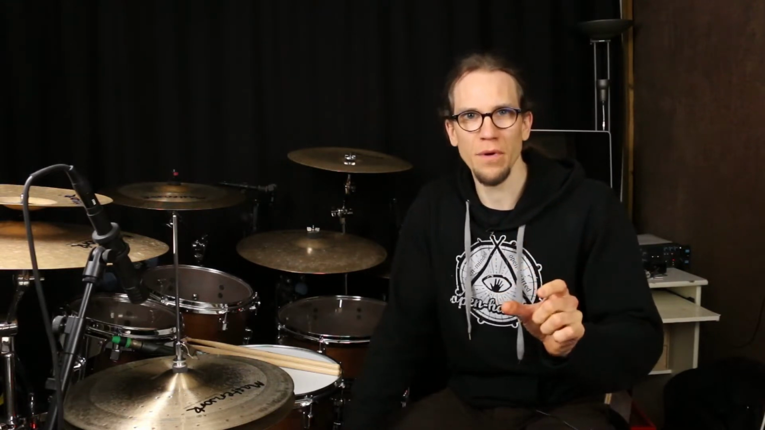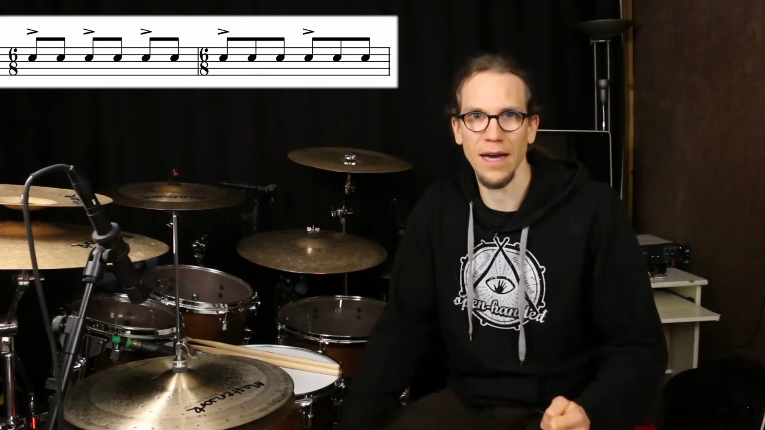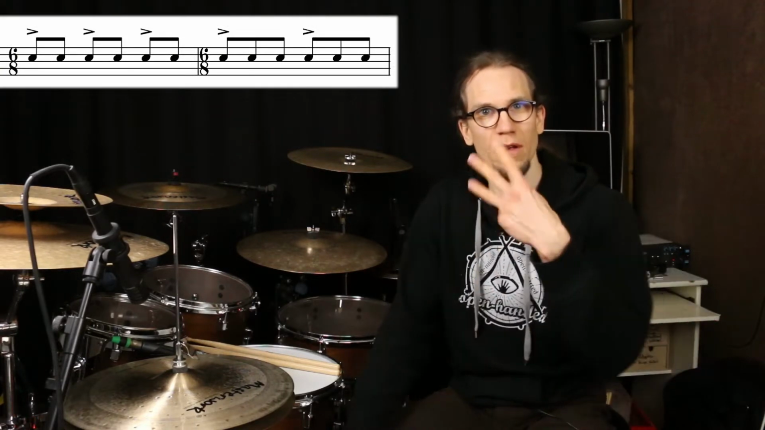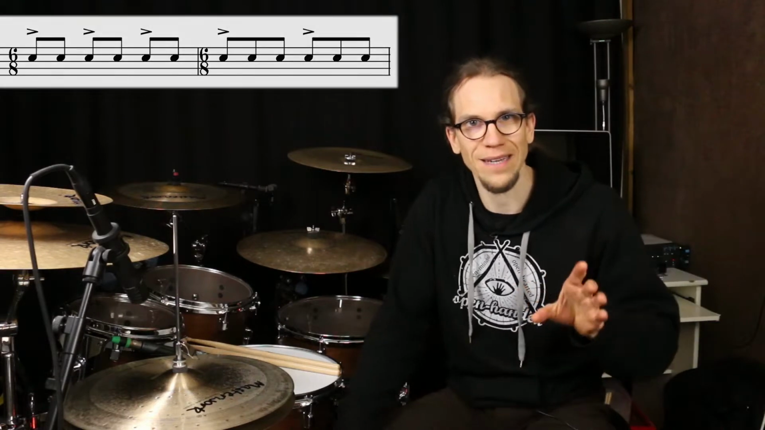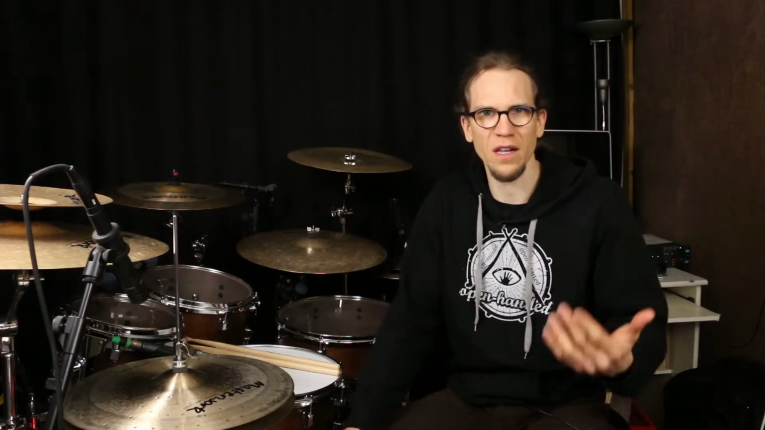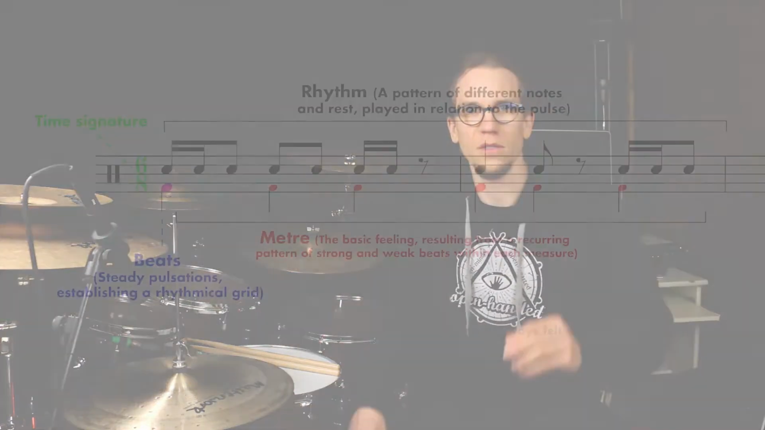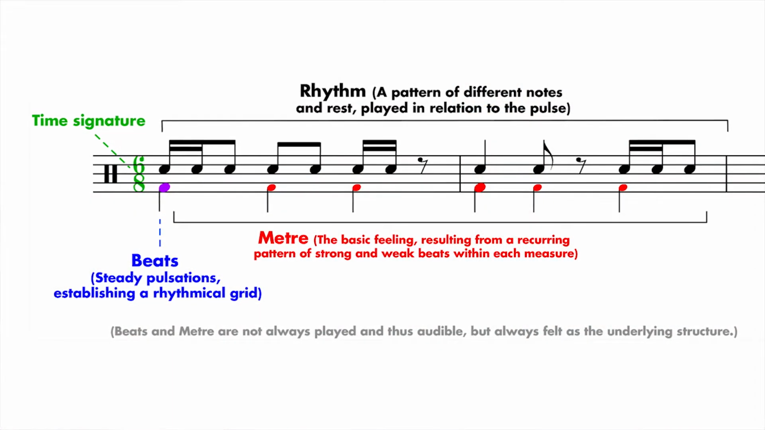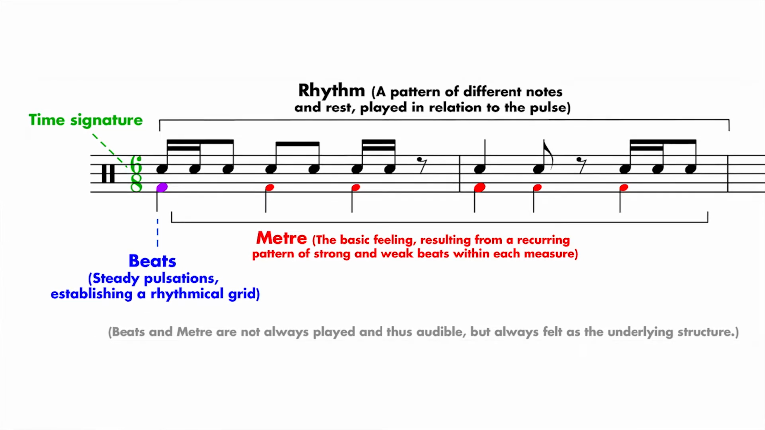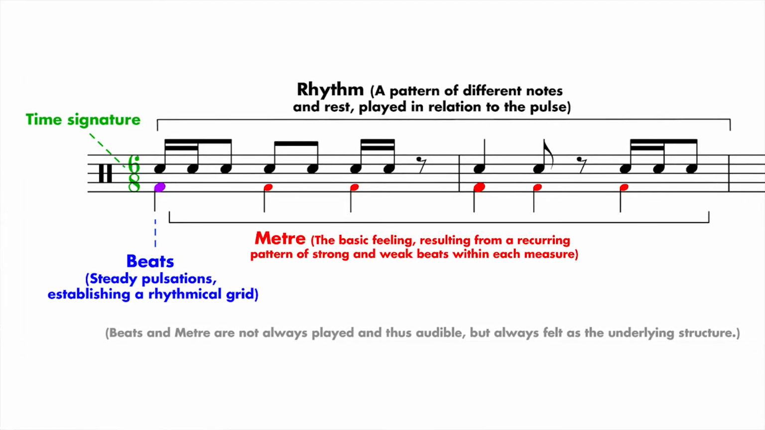Then we have something called the meter, and meter means how we group the notes within one measure or within one bar. Simple example, if you have a 6/8 bar, you can count them as 2 times 3 or 3 times 2. And that makes a big difference how you feel, how you count, how you play a 6/8 bar. That's the meter. And lastly, rhythm. The rhythm is just a pattern of notes and rests which you play in relation to the pulse, in relation to the meter.